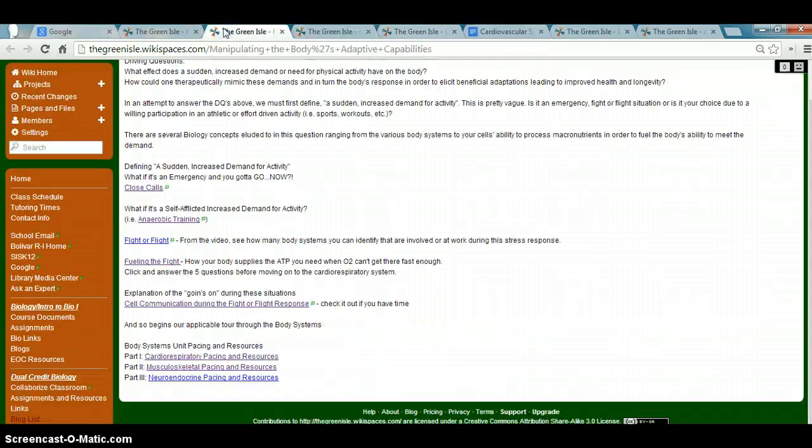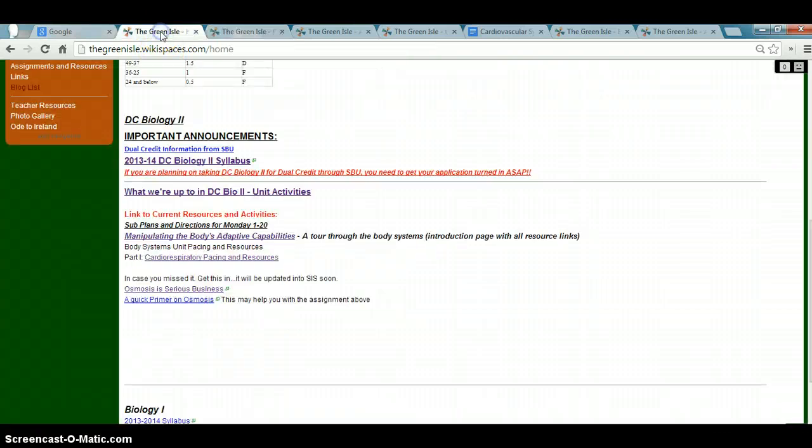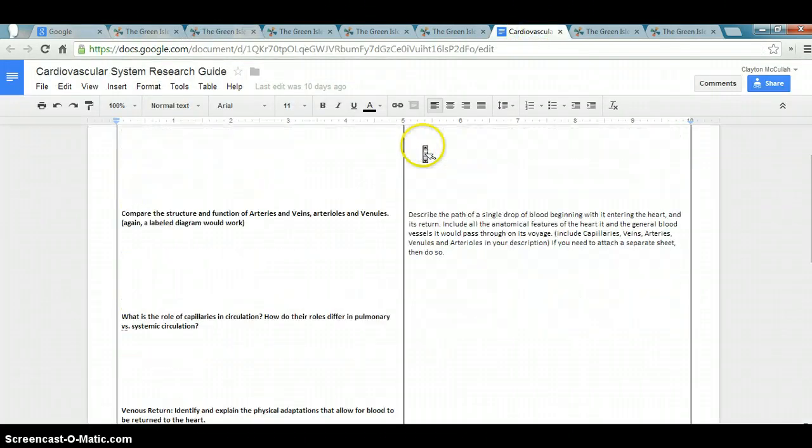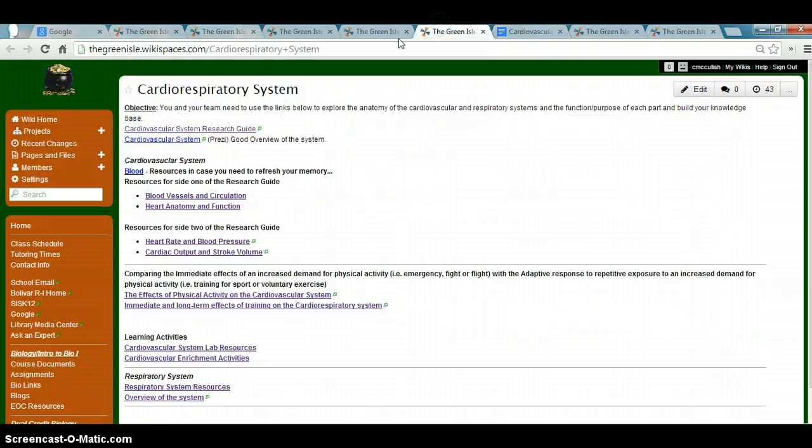Then go back to this page, click on part 1, or you can go to the home page. I've got it there as well. All right, click on part 1, or the cardiorespiratory pacing systems. You'll have this handout in front of you. Just do the first page, using these resources right here. Blood vessels and circulation, heart anatomy and function. That's where we need to get to today.